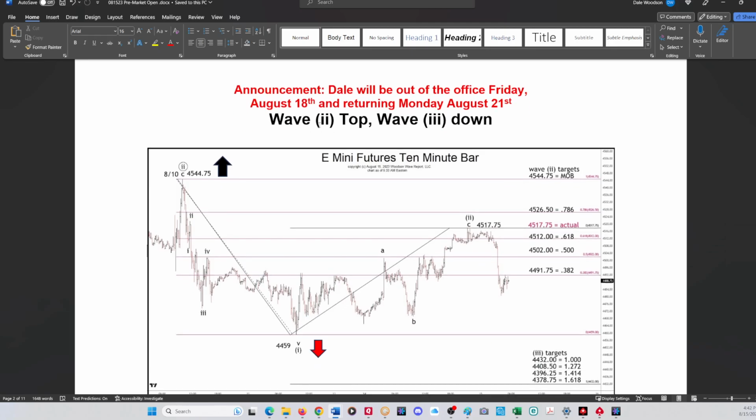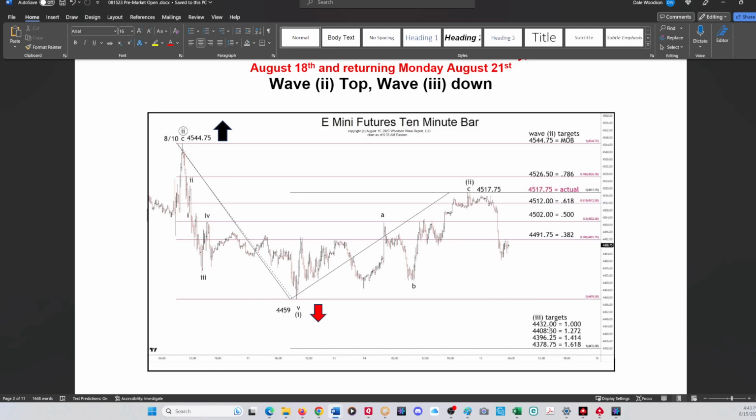But here, wave 2 top, wave 3 down. There's wave 2 top right there. It went between the 618 and the 786 at 45.17.75. We give our wave 3 targets, and here's our parameters.